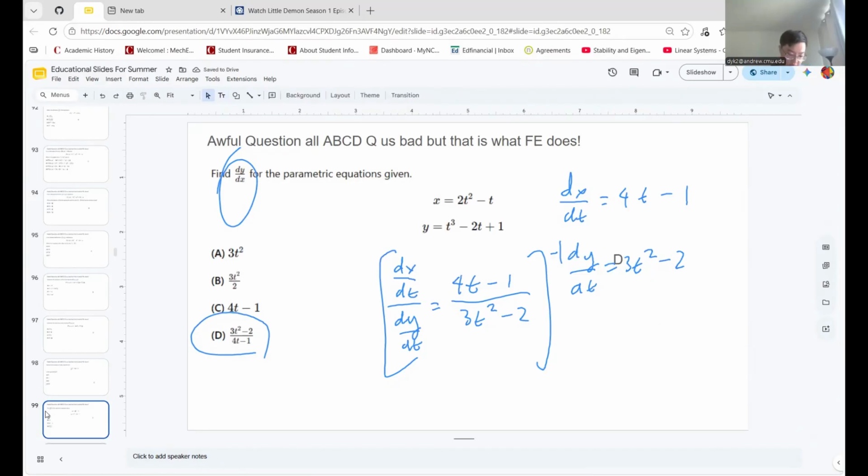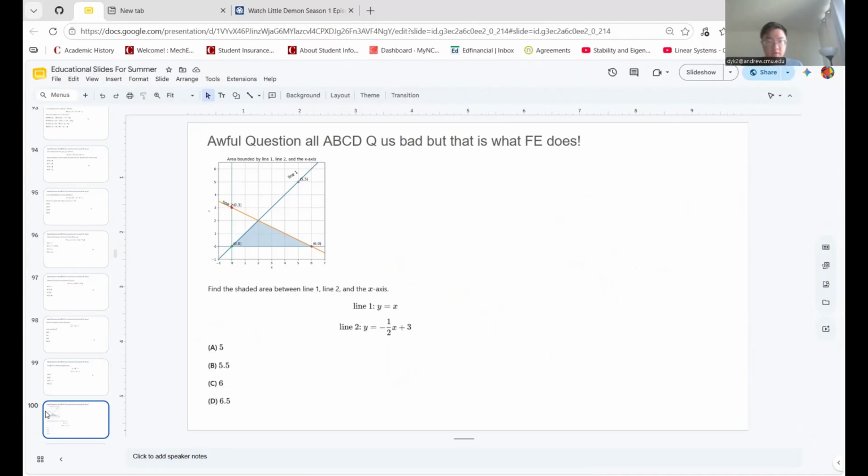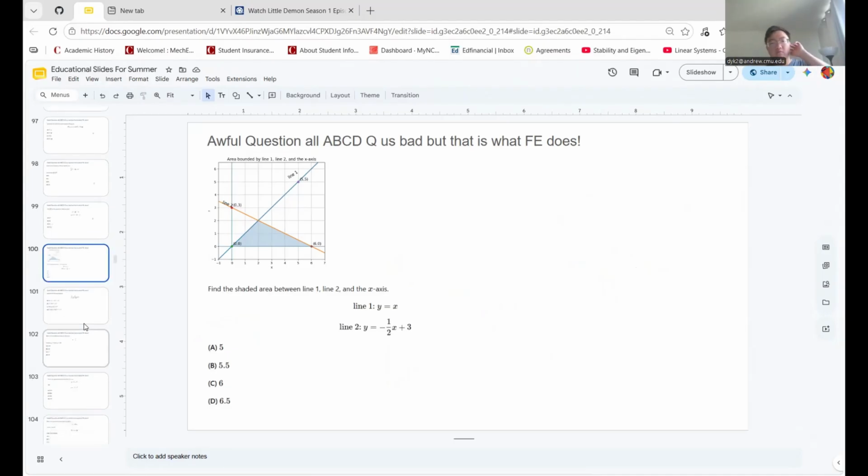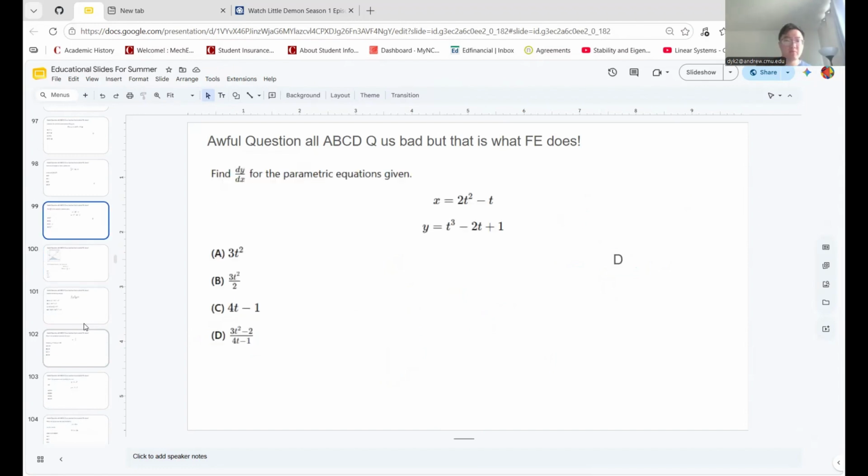Let me just clear something up. There's many ways to do this. Integrate, and so on. I just like to look at the graph because they provided me one. So nice of them to provide me a graph.